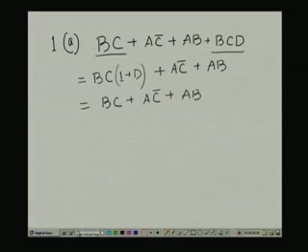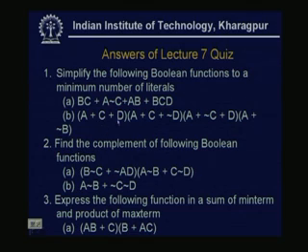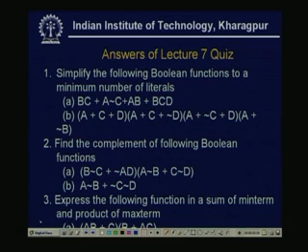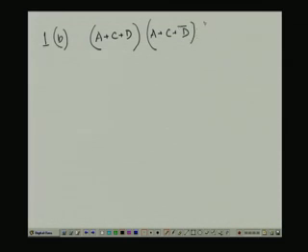Now, we see the second one. The second question was A plus C plus D, A plus C plus D bar, A plus C bar plus D and A plus B bar. We have to simplify this equation.